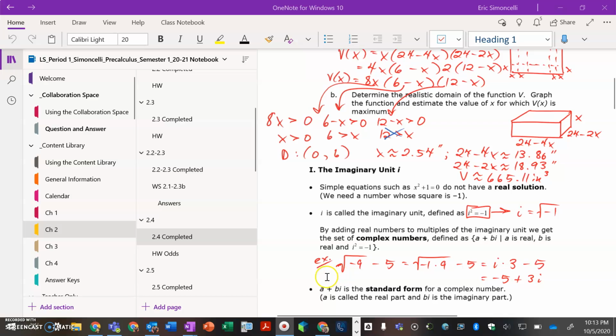So for example, the square root of negative 9 minus 5 would be equal to the square root of negative 1 times 9, differentiating those two parts, and then minus 5 still. Well, the square root of negative 1 we just set as i. Easily enough, the square root of 9 is 3. We still have minus 5. So putting it all together in the form of a plus bi, we see here negative 5 plus 3i is our final answer. A plus bi is the standard form for a complex number. A is called the real part, and bi is the imaginary part.